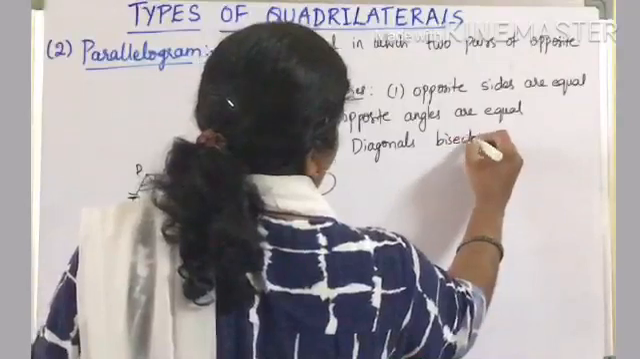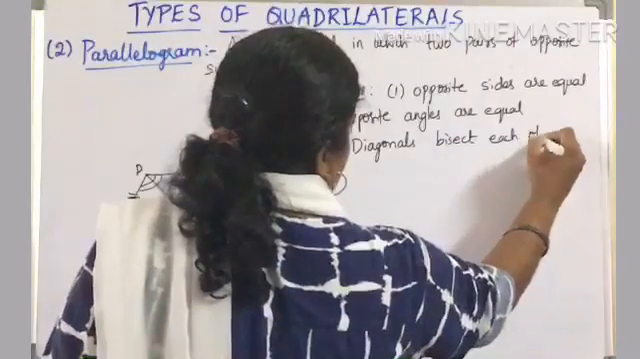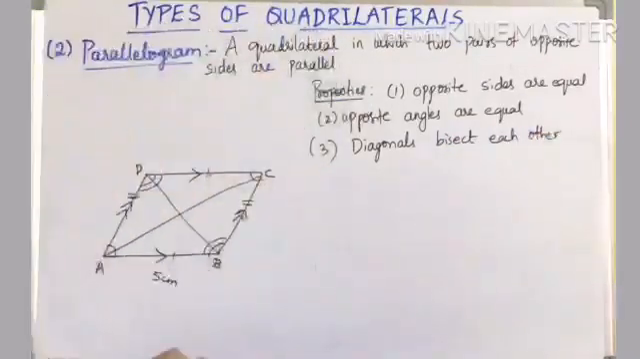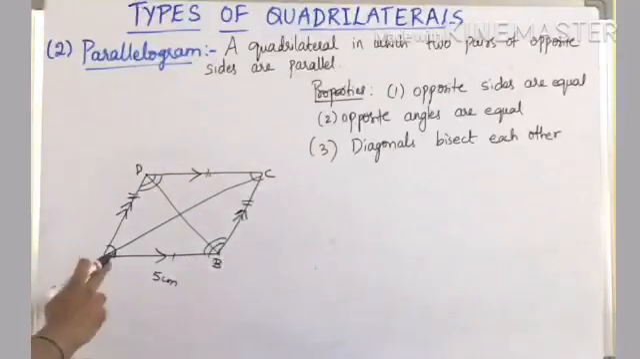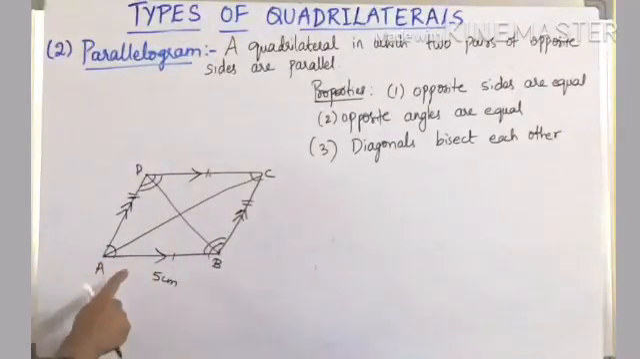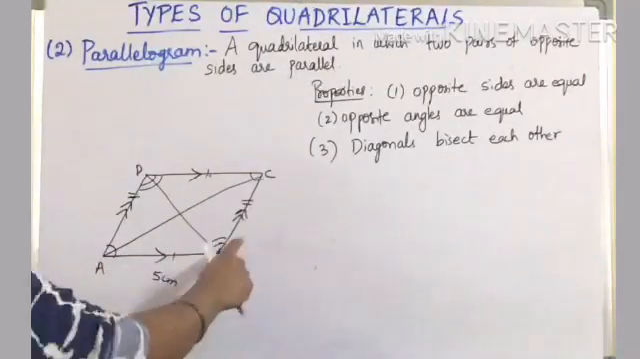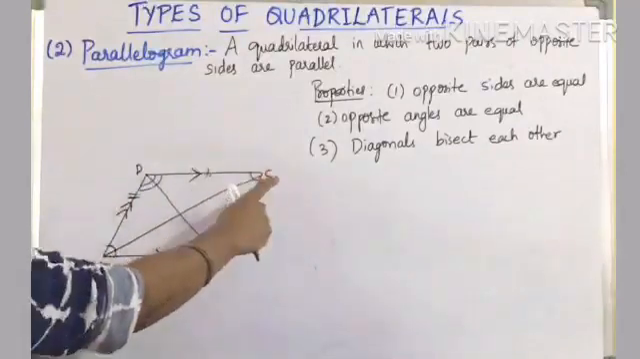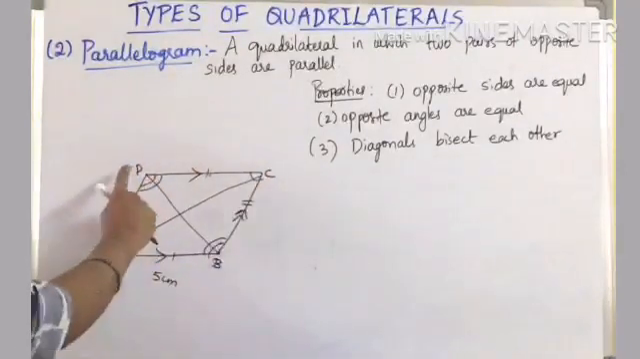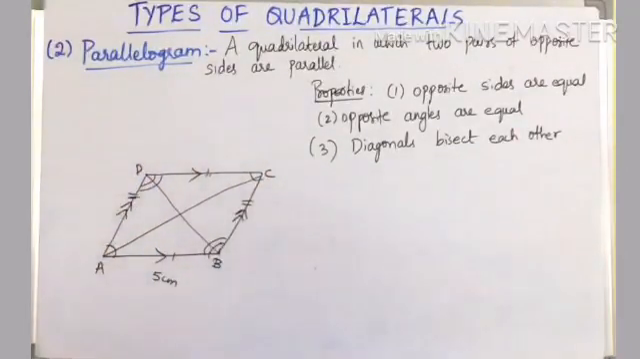Diagonals bisect each other. And one more property is there in parallelogram. Sum of adjacent angles are supplementary. Means in parallelogram we can take angle A plus angle B as 180, angle B plus angle C as 180, angle C plus angle D as 180, angle D plus angle A is also 180.